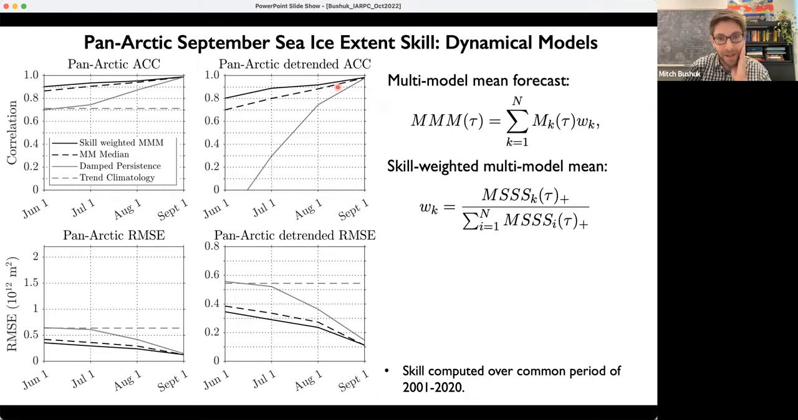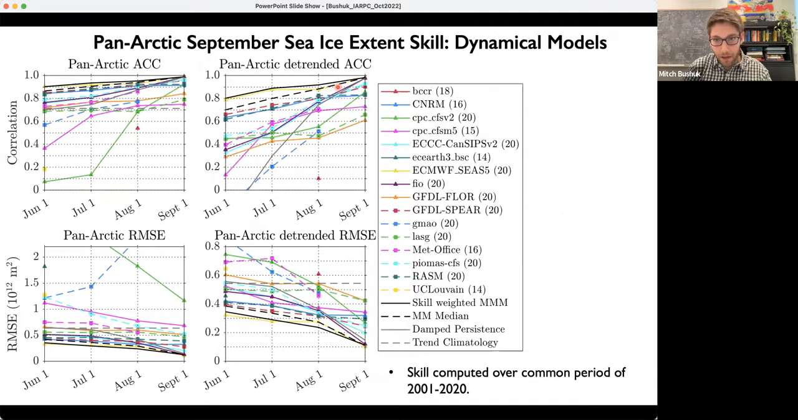Now I'm going to show you a pretty busy plot, but I think a really exciting plot. We can add to this now all 17 dynamical models that submitted forecasts. There's a lot going on here, of course, but the key point I want to make is that there's a plume of models that show skill ranging from, let's say, 0.4 to 0.6 correlation from June 1st, going up to correlations in the 0.8 to 0.9 range from August 1st and September 1st. So nearly all the models are showing some skill at predicting detrended interannual anomalies of pan-Arctic sea ice extent.